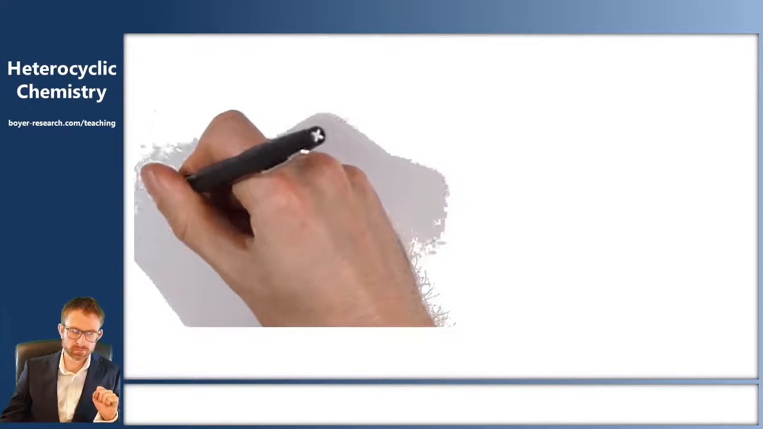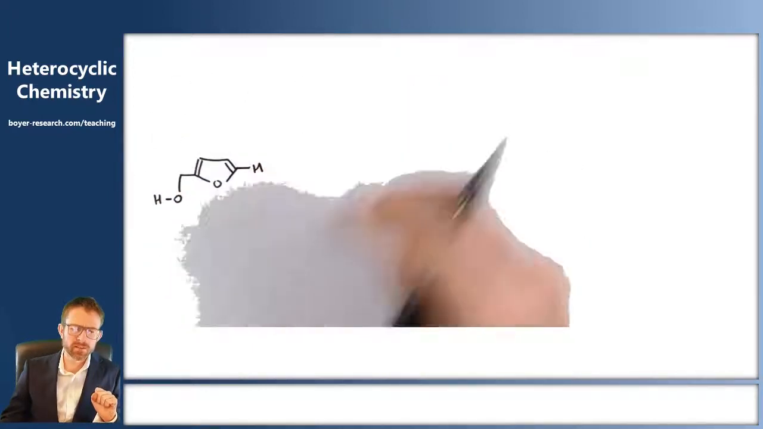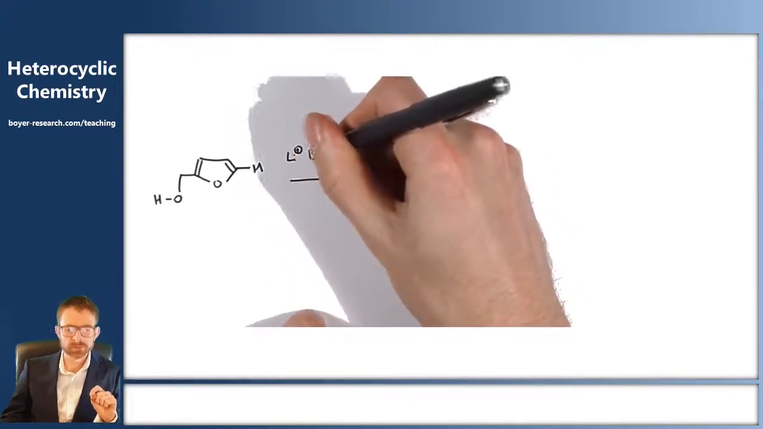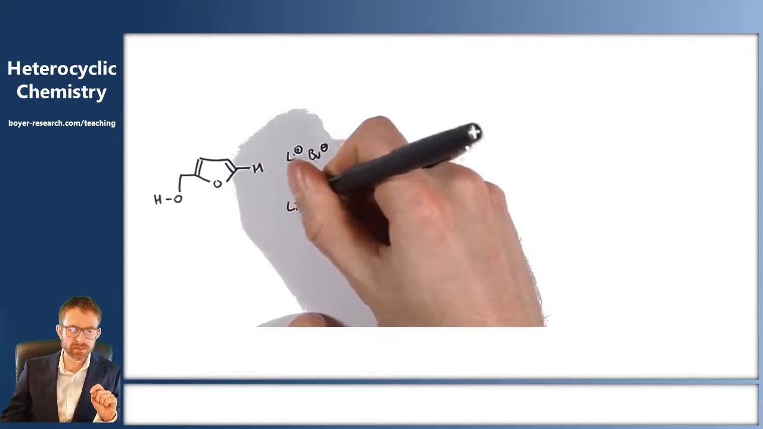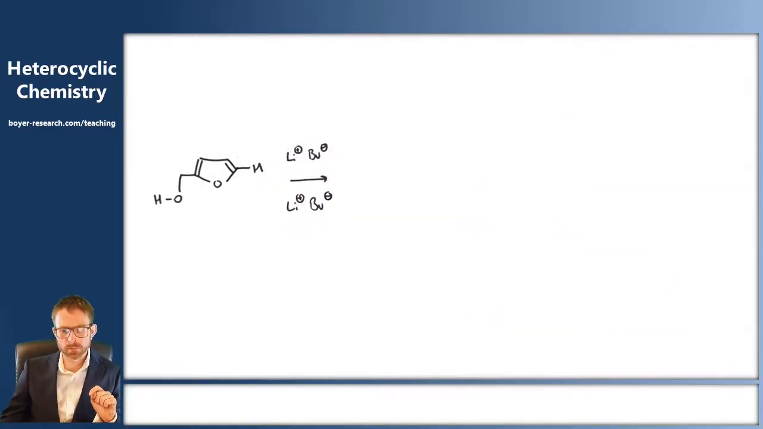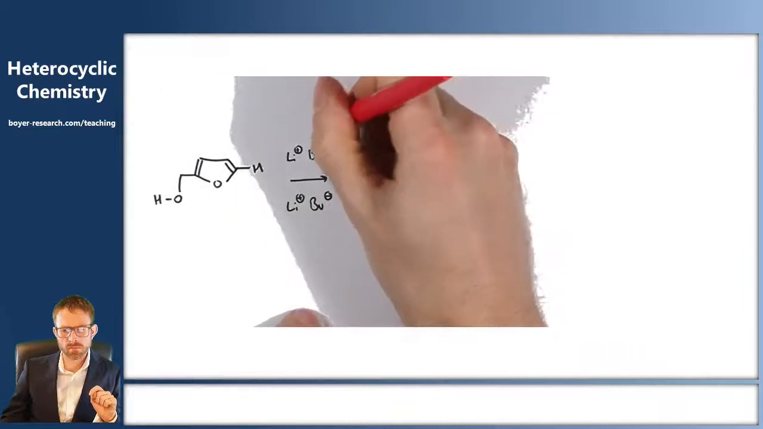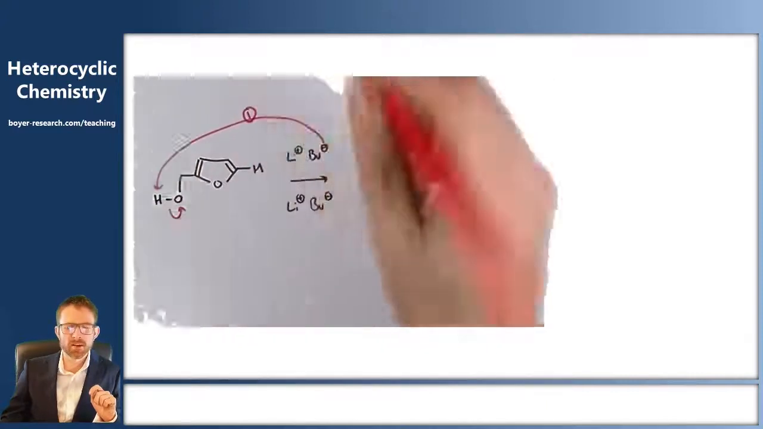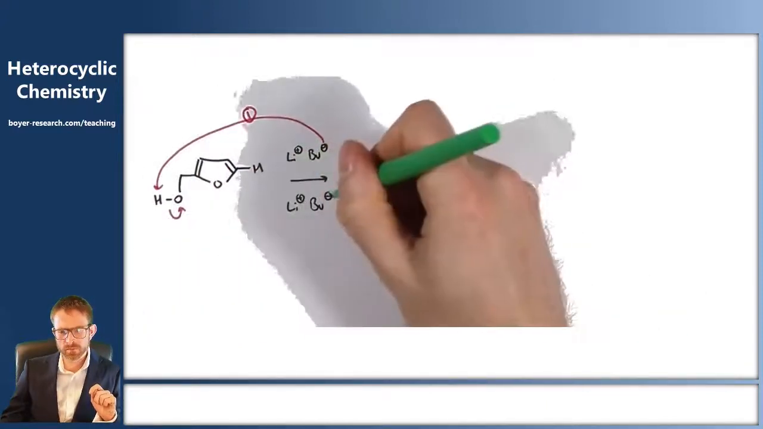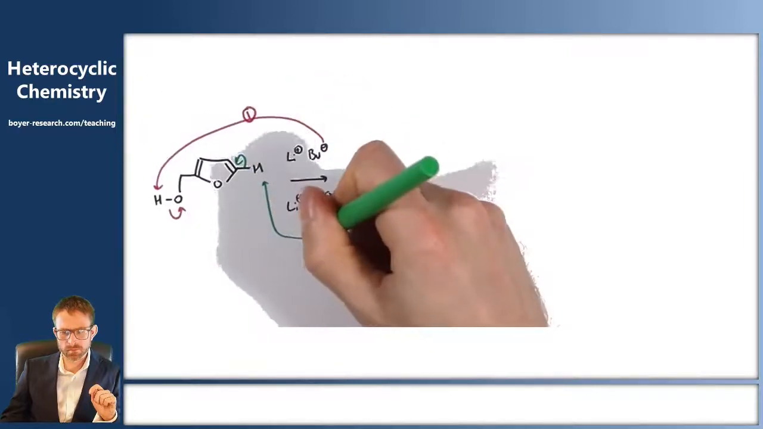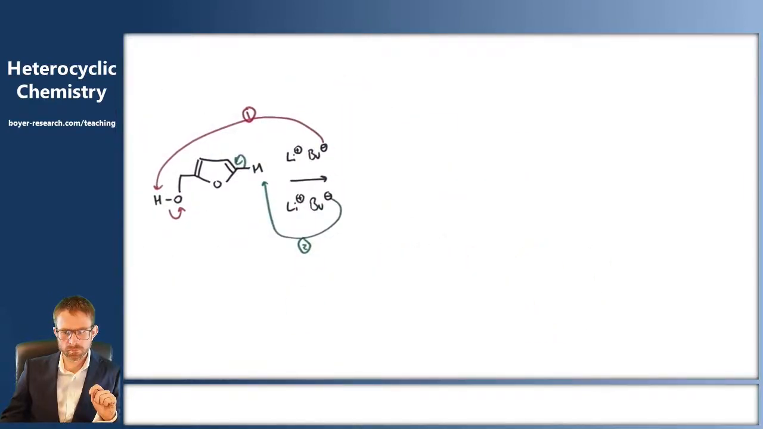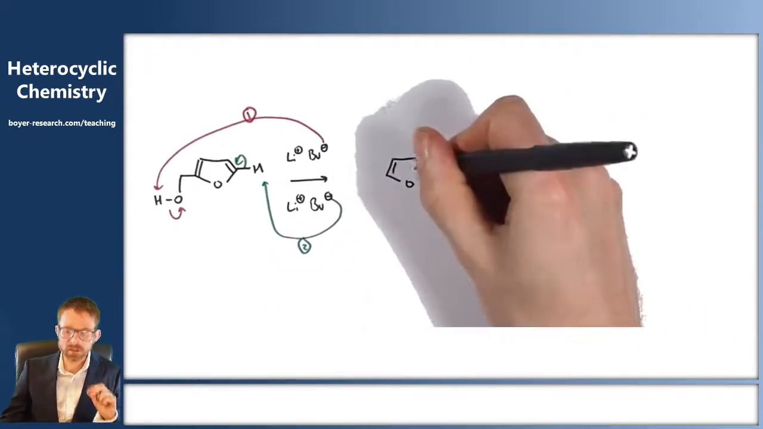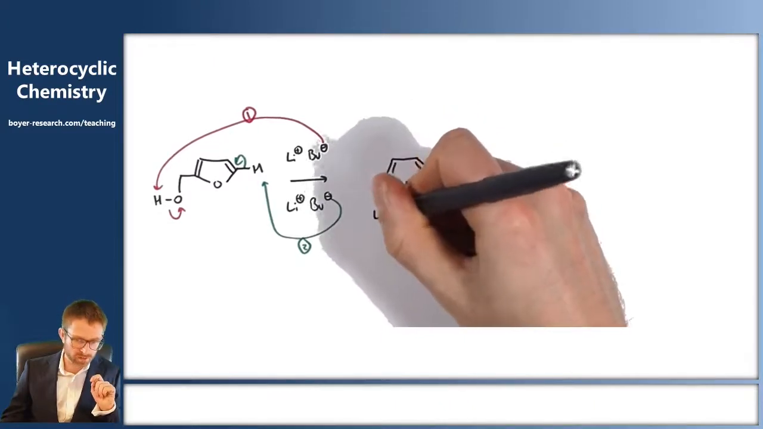So if we look at that in detail, our start material is hydroxymethylfuran. We're going to use 2 equivalents of butyl lithium base. The first equivalent will remove the most acidic proton, which is our OH. And the second equivalent will remove the second most acidic proton, which is the one on our heterocycle. This turns our heterocycle into a really good nucleophile.